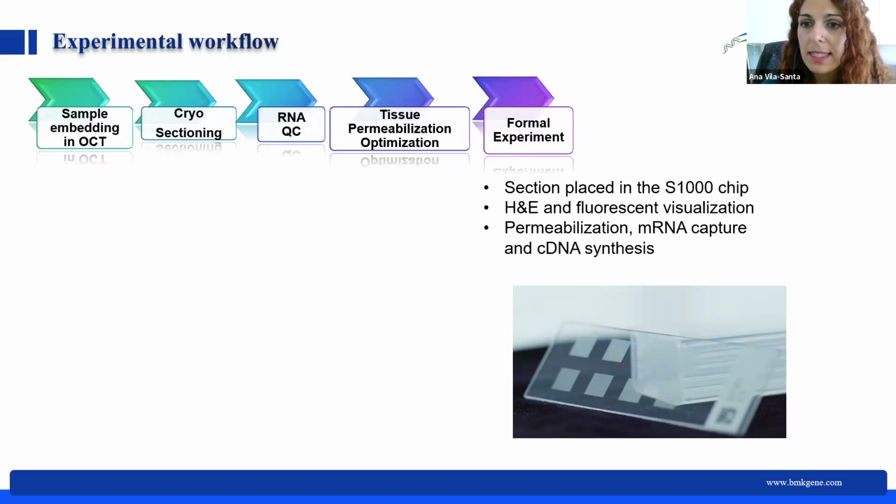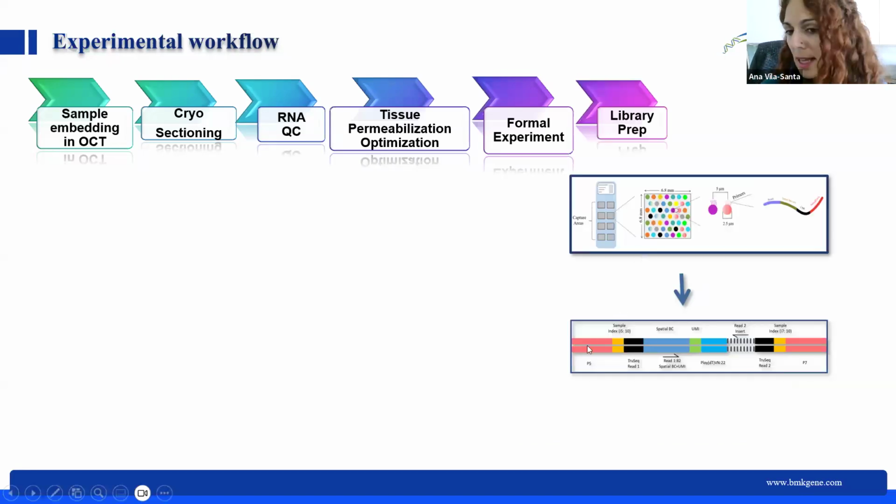After that, we have that cDNA molecule. We just need to prepare an Illumina library. So the library will have a structure like this. What matters the most here is that it will have the special barcode and the UMI, which are really important so that we can analyze the data.